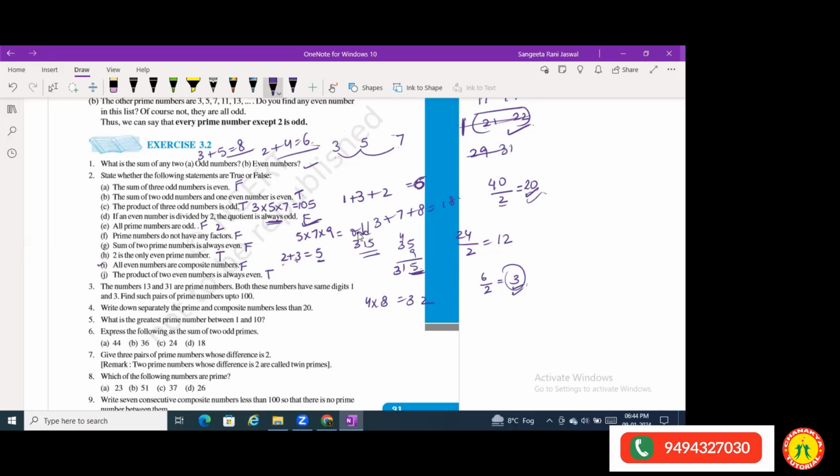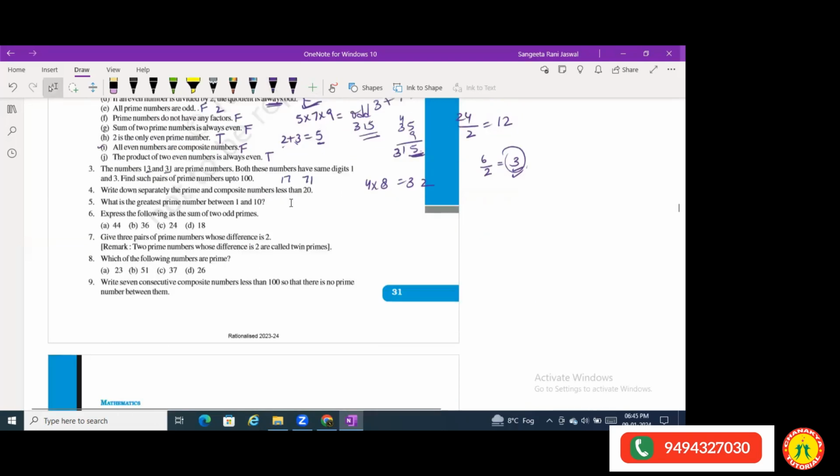Okay. Now the numbers 13 and 31 are prime numbers. Both these numbers have the same digits, 1 and 3. Find such pairs of prime numbers up to 100. 13 and 31 are two numbers with a combination of 1 and 3. Both these have the same digits. Can you find some more pairs like this? 17 and 71, is it?